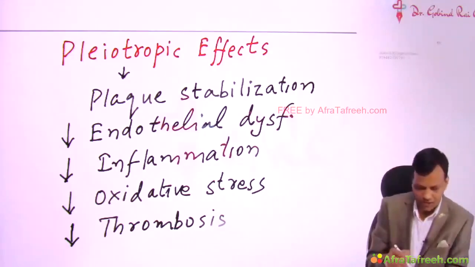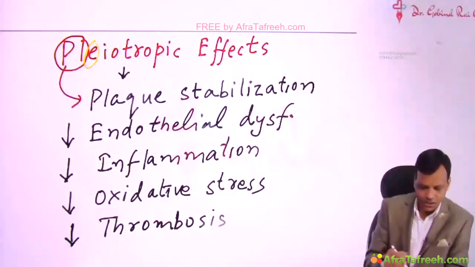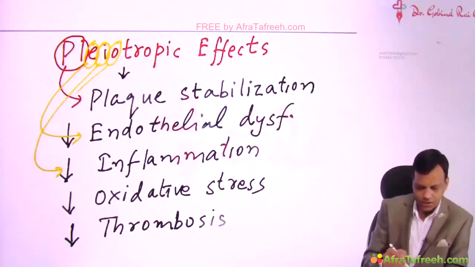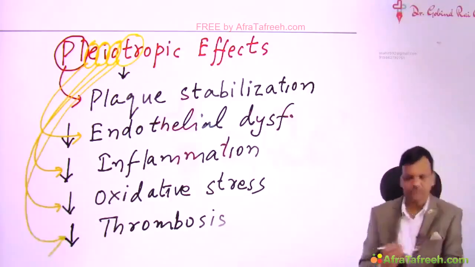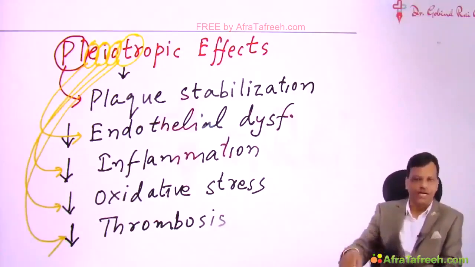So pleiotropic effects include: PL means plaque stabilization. E means decrease in endothelial dysfunction. I means decrease in inflammation. O means decrease in oxidative stress. And TR means decrease in thrombosis. So these are the pleiotropic effects of statins.